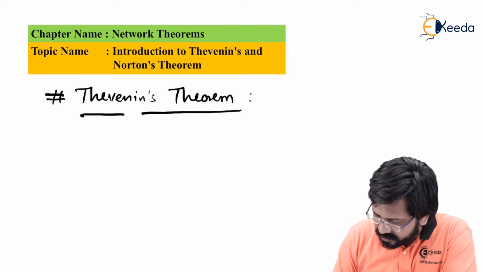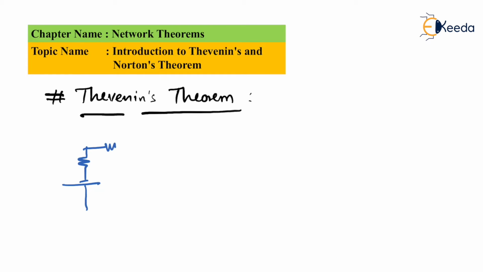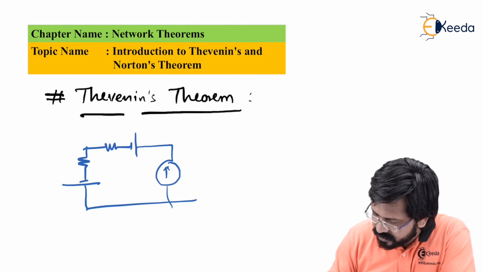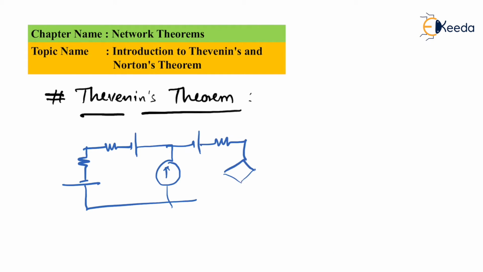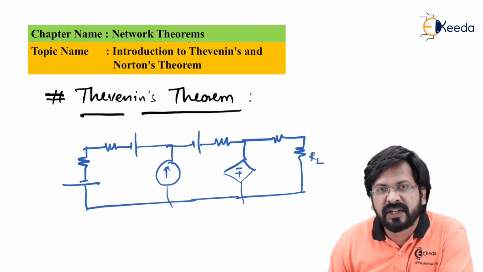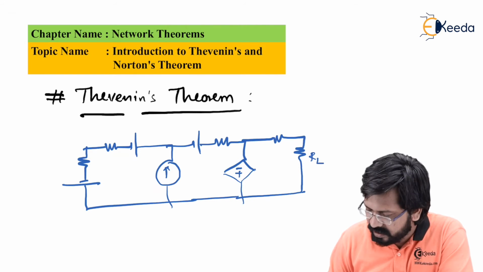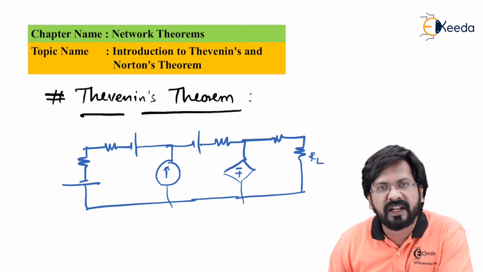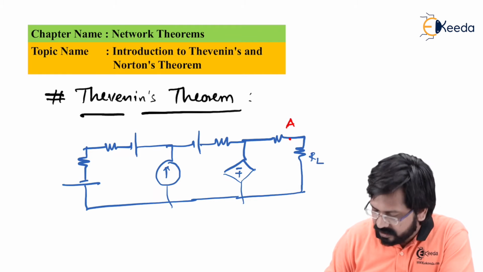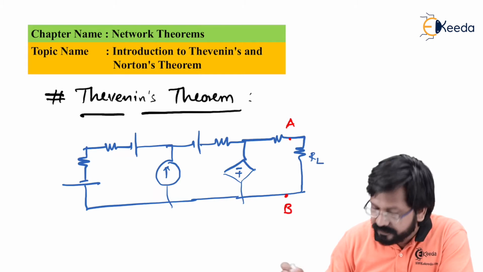Let us assume some random circuit. It may consist of dependent sources or independent sources also. Assuming a load resistor RL here. Considering 2 points, let's say across RL, again it is not necessary that points A and B have to be around RL. A and B points can be taken anywhere in a complete circuit. So for understanding purposes, I'm taking A and B across RL.